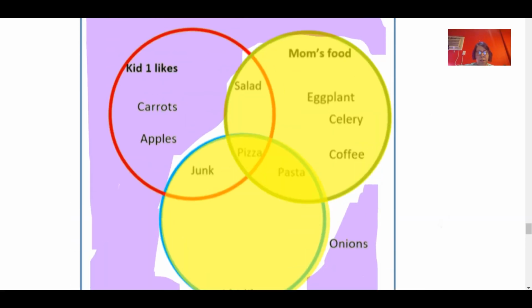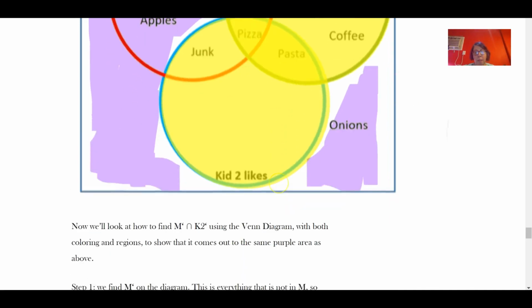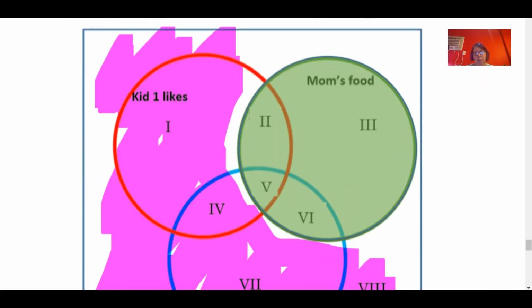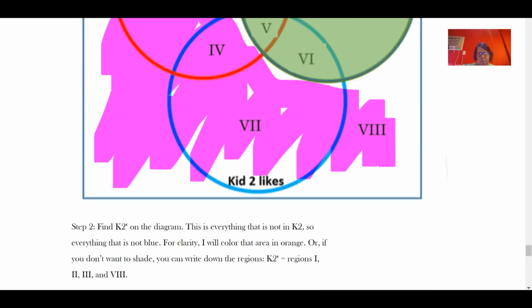So let's try it out. This is the first one: mom union kid two with a complement on the outside. So let's find this one: mom not intersect kid two not. First we find everything mom does not like on this diagram. That's everything that's not this green circle, all this pink part. So that's the food mom does not like. That's not M. And you can always also write down the regions if you don't feel like coloring. I just like coloring because it really gives you a good visual and it's more fun.